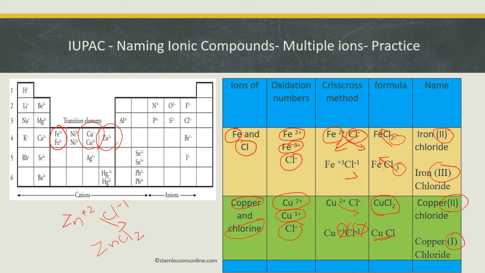So while naming, you will name the metal as such, zinc, and name the non-metal ending in IDE. Just like the binary compounds we learned for the main group, this is the exact same method, no difference. The only difference is when there are multiple charges for the element. Okay, that's clear, I think. Let's practice more.